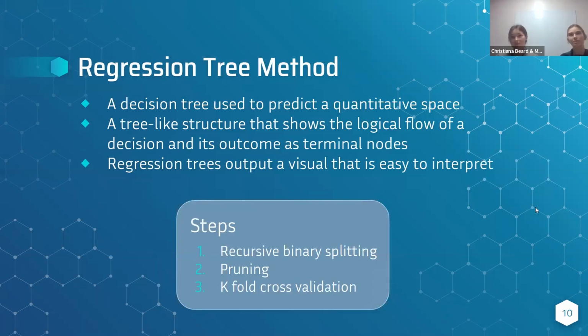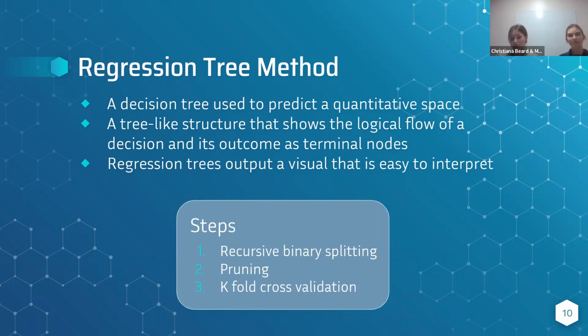The second method that we used was the regression tree method. Basically, this is a decision tree used to predict a quantitative outcome. Visually, it looks like a tree that shows the logical flow of a decision, and its outcomes are seen as terminal nodes.